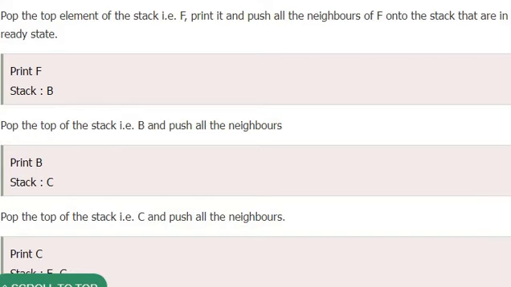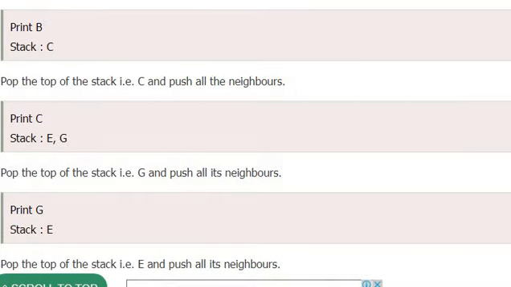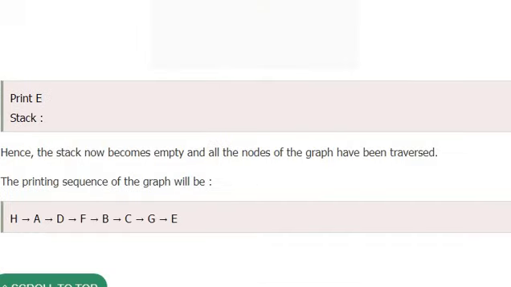So we have C on stack now, and pop the top element and push all its neighbors. So we have E and G, and remove G and push all its neighbors which are not visited. So we have E, and remove E and push all its neighbors. So now print E, and here we have the printing sequence of the graph: H, A, D, F, B, C, G, E. The stack is empty now. All the nodes of the graph have been traversed.